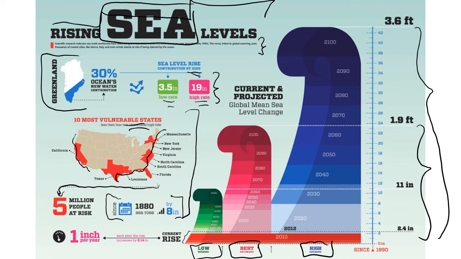So thinking about what is the most important information to communicate? Is it important to communicate that these 10 states are the most vulnerable, or would it be better to just show a map of the United States with that sea level rise? Or potentially it doesn't look like much, so maybe you would zoom in on Florida and show how much of Florida would go underwater if we were at this high estimate.